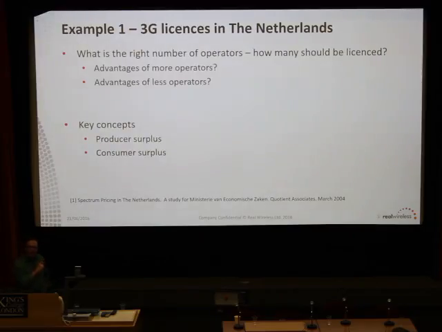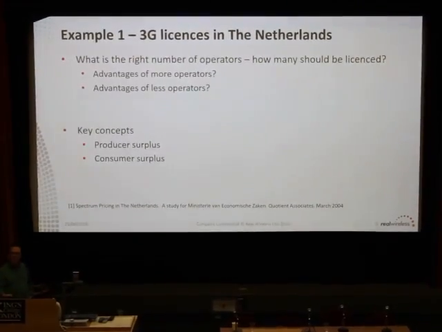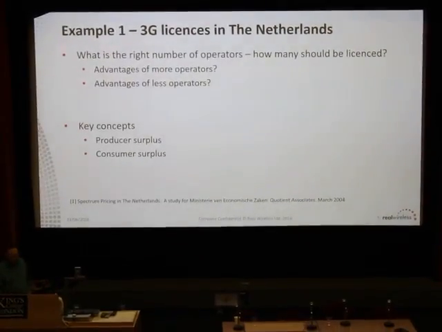There was uproar in the Netherlands shortly afterwards, after the 3G licenses, partly because they didn't raise quite as much money as the UK and Germany did. And there were questions being asked in the Netherlands. So one of the things that people wanted to know is how much money should have been raised, how many operators, how many licenses should have been allowed. And we're going to talk about the key things about producer surplus and consumer surplus in this example.